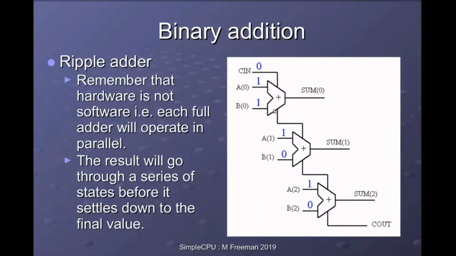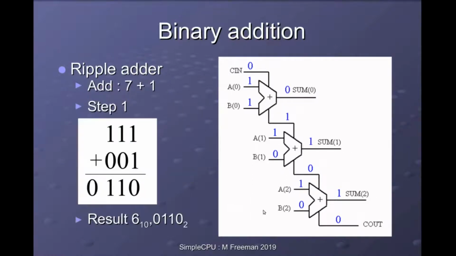Another thing to keep in mind is that I inferred a sequential behaviour when I was describing the previous circuit, but that's not how the circuit will actually work in reality. Each of these full adders is a piece of hardware working in parallel, at the same time. So to show that in action, let's reconsider that value again, 7 plus 1.